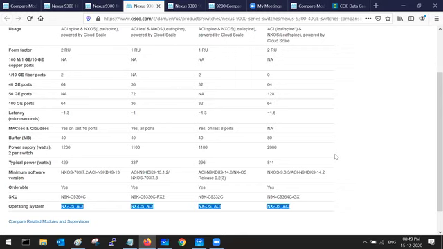So I guess you would just configure it from the APIC, right? From the APIC controller. Okay. That's right.